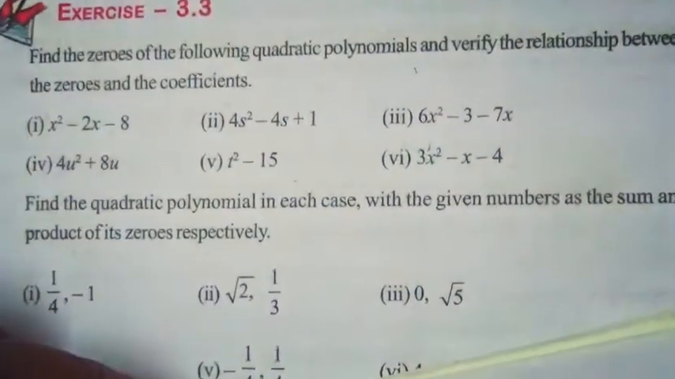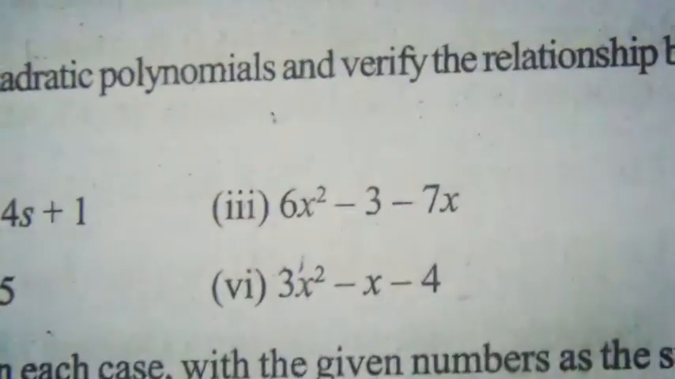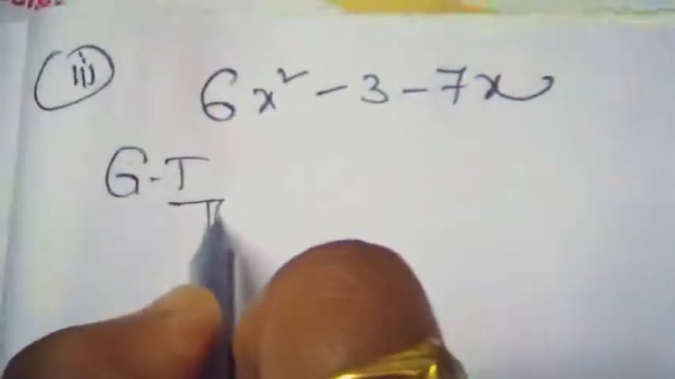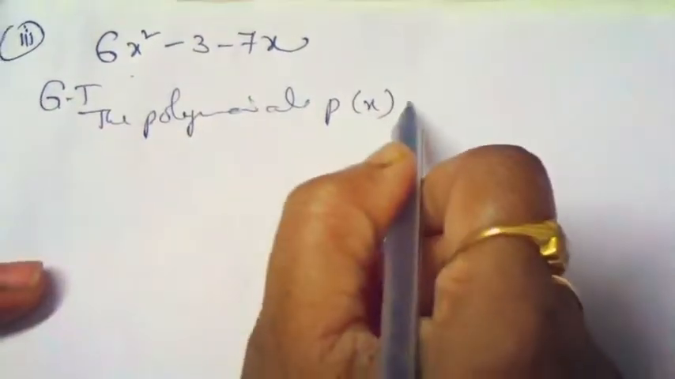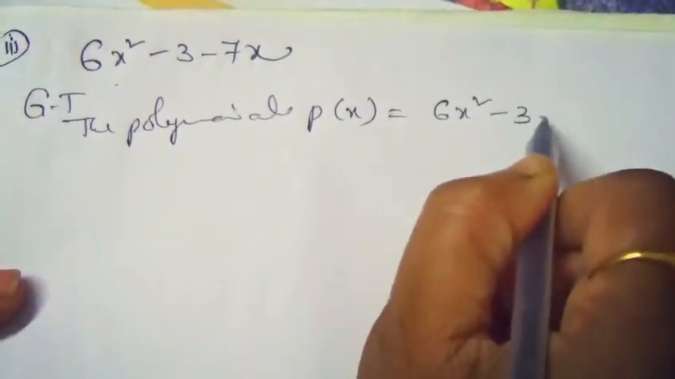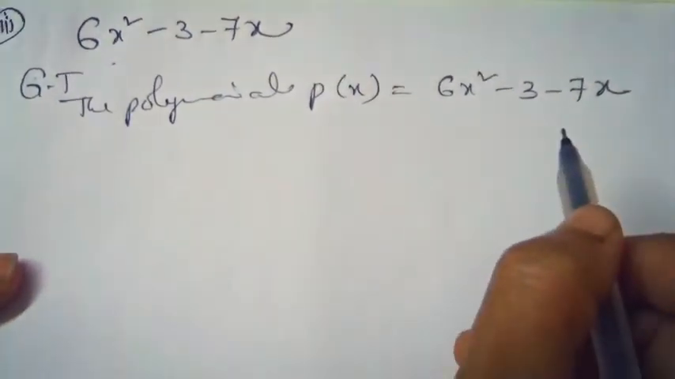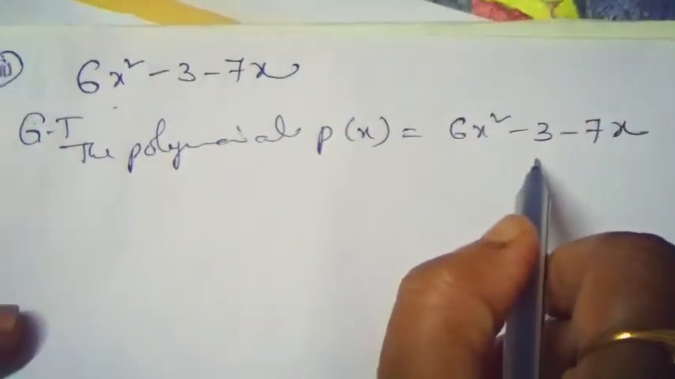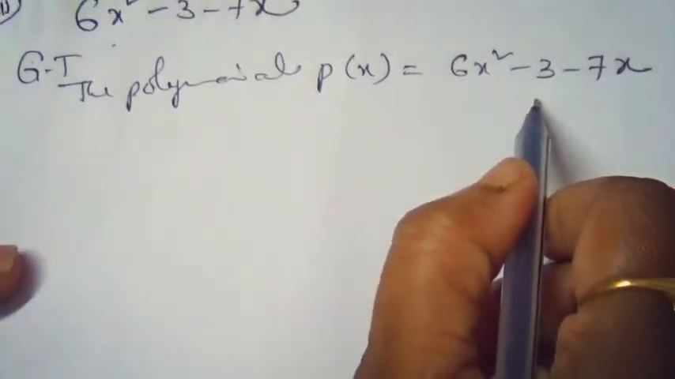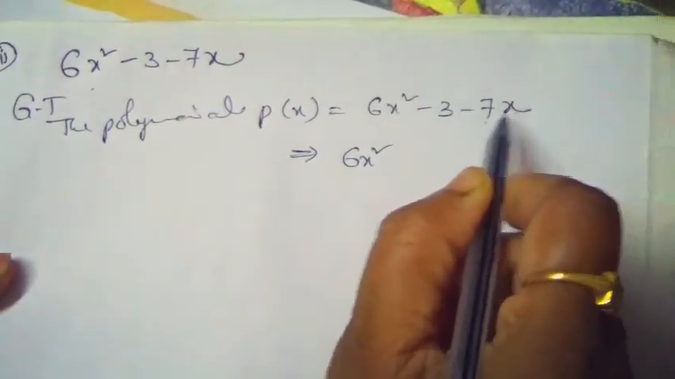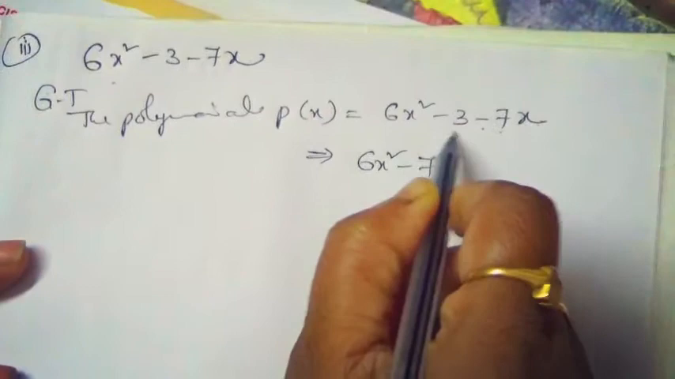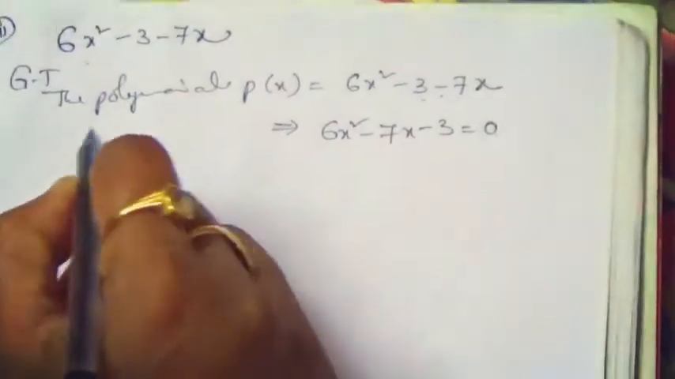And the third sum is 6x square minus 3 minus 7x. It is the third sum, okay? Given that the polynomial p of x, here x is the variable again, so 6x square minus 3 minus 7x is the equation. Is it in order? No, the constant term comes in front of minus 7x. First of all you have to make this equation in order. So that implies 6x square minus 7x minus 3 is equal to 0. This is for the zeros of the polynomial.